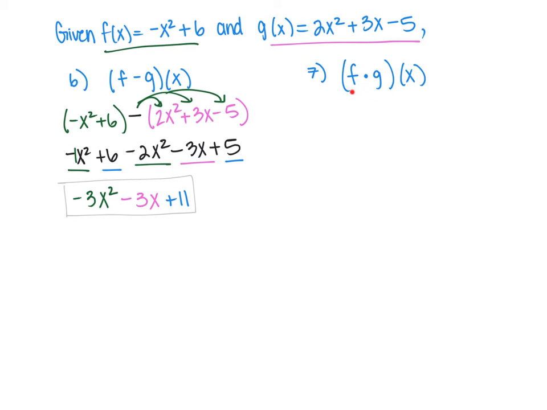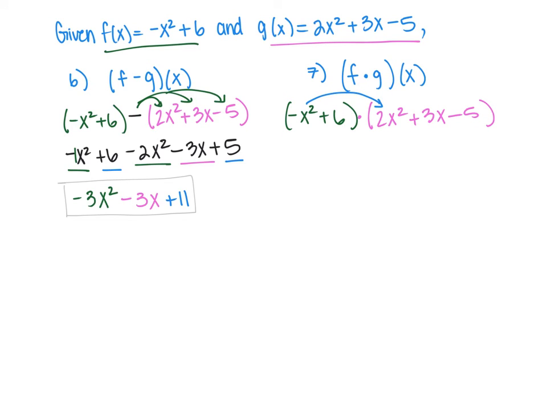Now this last one here, I'm multiplying f with g. So this might take up a little bit of room just because I noticed g has 3 terms and I'm going to be multiplying. So first I'm going to grab my f since that comes first. So that's negative x squared plus 6. I'm going to wrap that in parentheses. And then I'm multiplying with g, so that's 2x squared plus 3x minus 5. You can see with this one here, I'm going to be distributing this first term to 3 terms this time. So let's go ahead and do that.